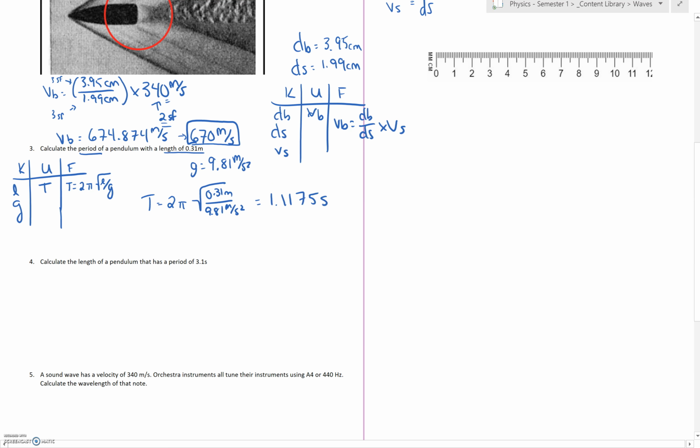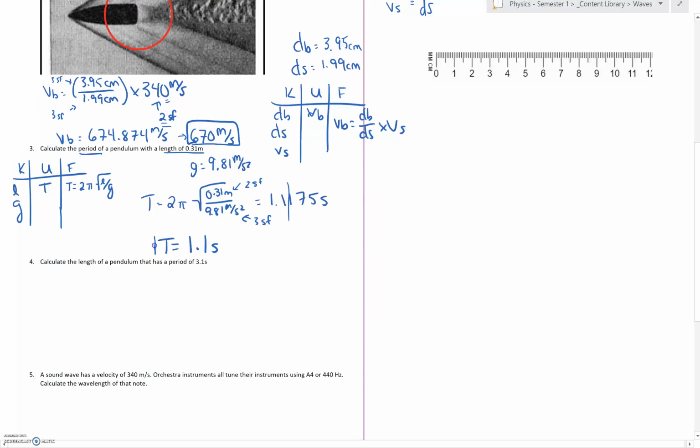But I do have to double check my significant figures. There's 2 sig figs in that number, in the 0.31. The way I've written 9.81, it looks like it has 3 significant figures, and since it is reported to you that way, you can take it as 3. But I have a limiter in the 2 significant figures quantity there. So the actual final answer, I have to cut off this number, the 1.1175, at 2 sig figs, so it just becomes 1.1 seconds. That is the answer.